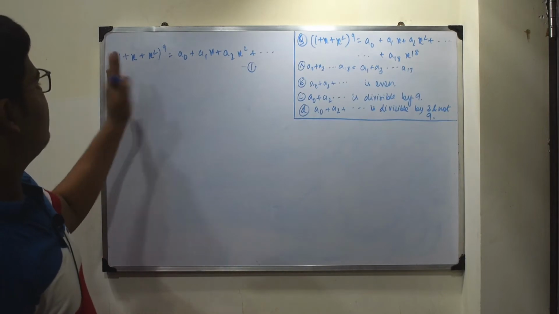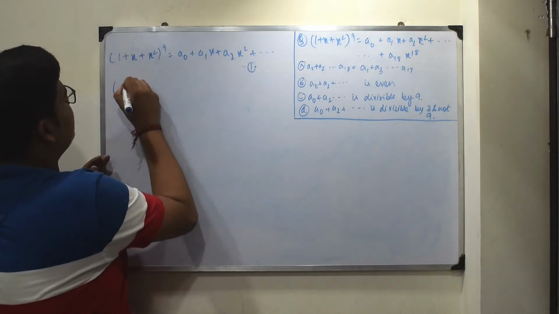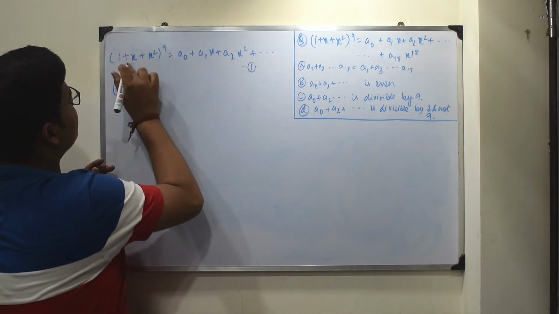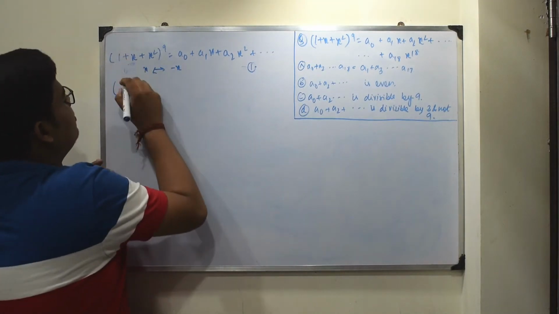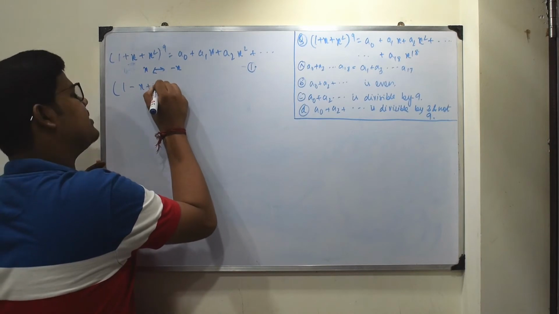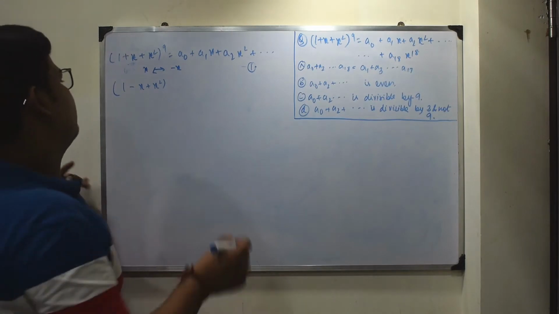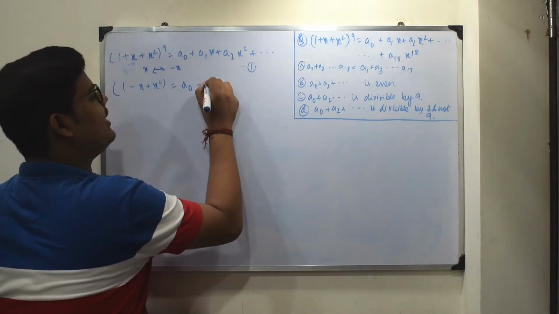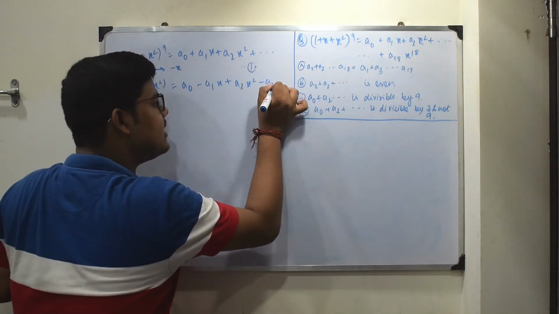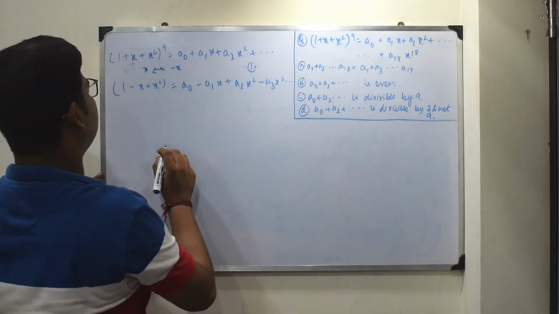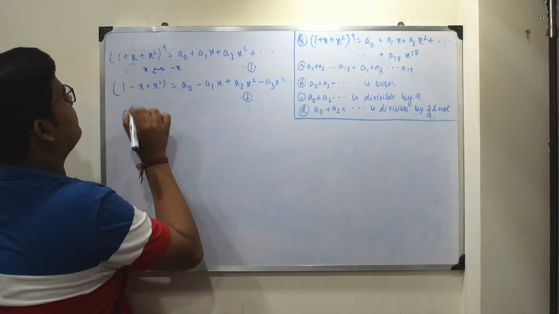What will happen if I replace this x with minus x? Let's do this. I am replacing x with minus x. It would be 1 plus x square, because minus x whole square is also x square, so it doesn't matter, equal to a0 minus a1x plus a2x square minus a3x cube and so on. Let me call this as 2. If we add 1 plus 2, what will happen?